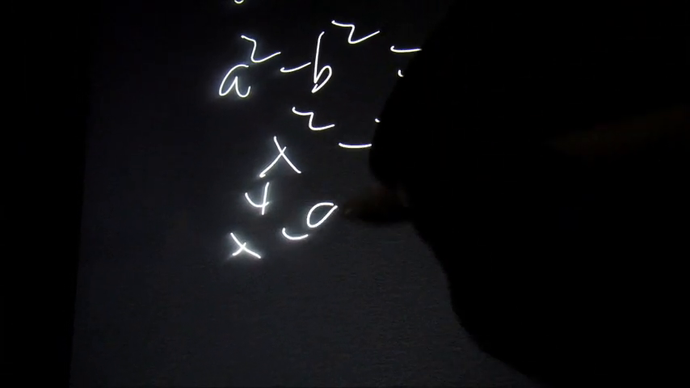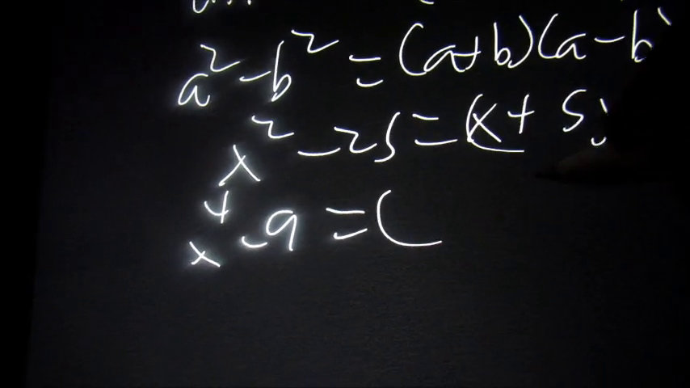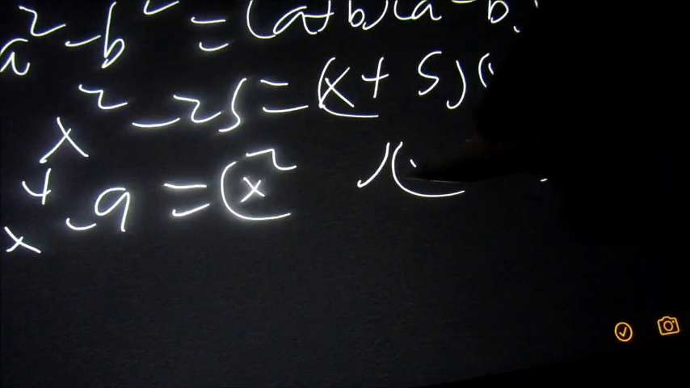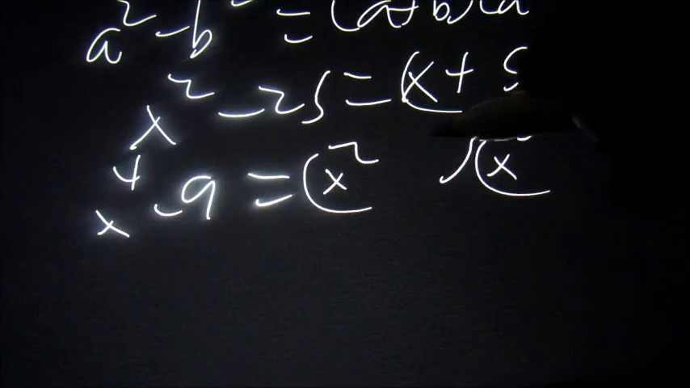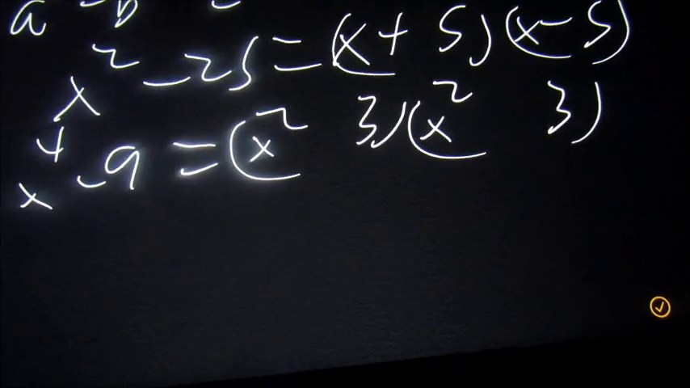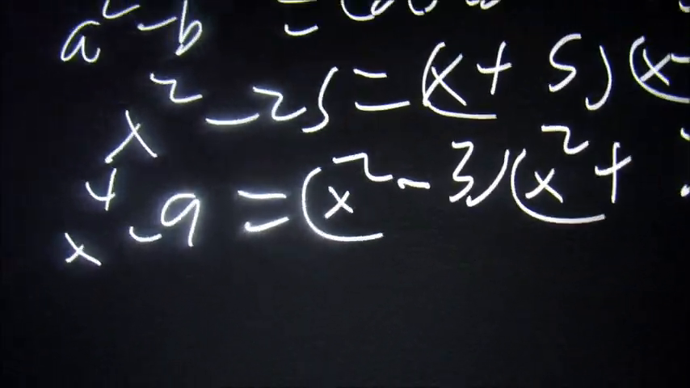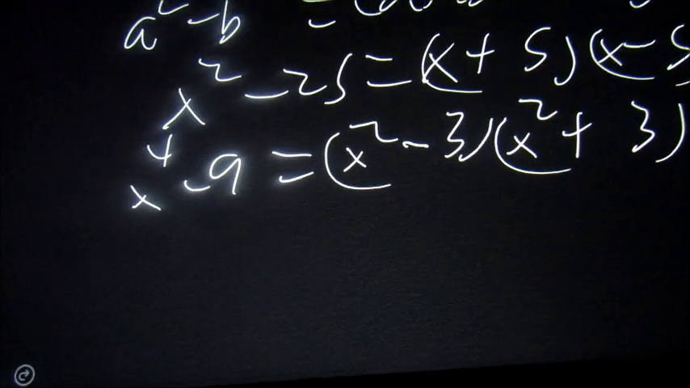If we have x to the 4 minus 9. Square root of x to the 4 is x squared. Square root of 9 is 3. We have 1 plus, 1 minus. This time I'm going to put minus and plus because it doesn't matter what order you put them in.